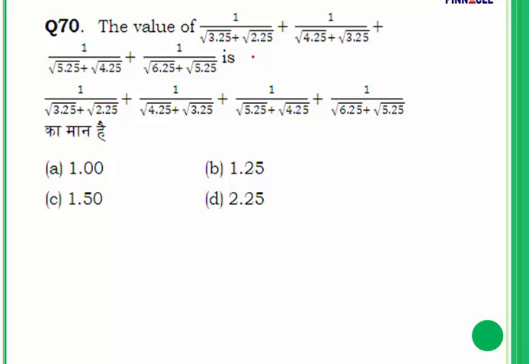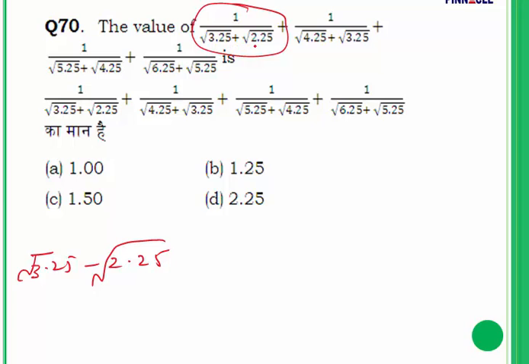The value of this expression we have to find. Now you can rationalize it. You can rationalize, then we will find here in the denominator 3.25 minus 2.25, because we have multiplied and divided by the same expression, that is multiplied by root 3.25 minus root 2.25, and also divided by the same expression.